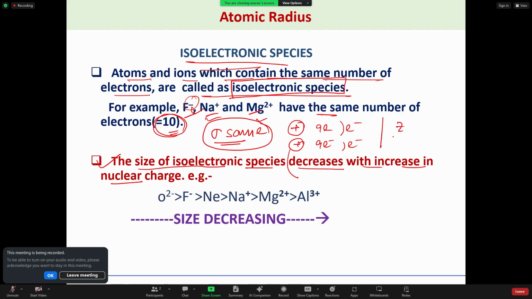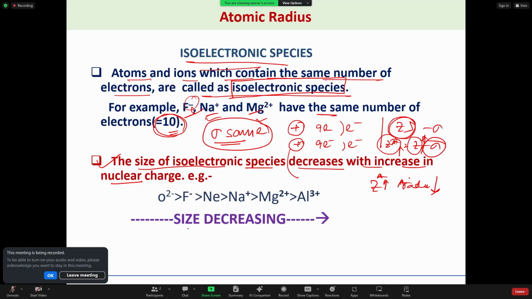But the Z value is different. For fluorine, the Z value is less than, no sorry, the Z value is less for fluorine than for sodium and magnesium. So Z star equals Z minus sigma. Sigma is the same, but when Z increases, then Z star will increase. When Z star increases, the radius value will decrease. So that is actually happening here.